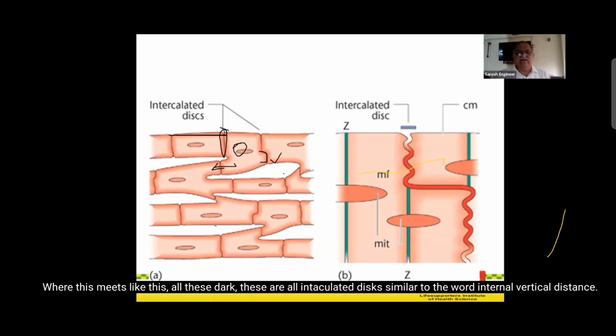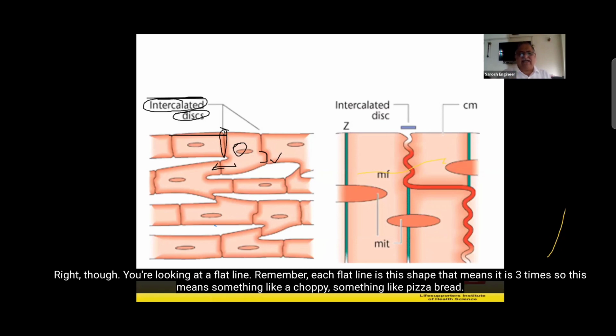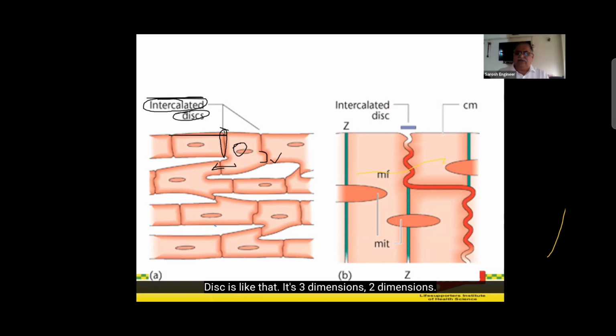Where this meets like this, all these dark areas are called intercalated discs. Similar to the word intervertebral discs, right? Though you're looking at a flat line, remember each flat line is disc shaped. That means it is three-dimensional. Disc means something like a chapati, something like pizza bread. Okay, it's three-dimensional. We are seeing two-dimensional, so we are seeing it as a line.